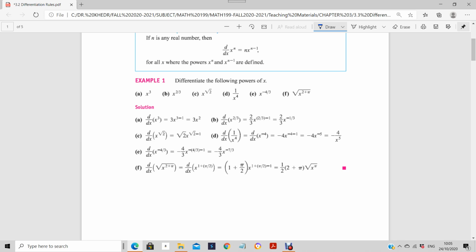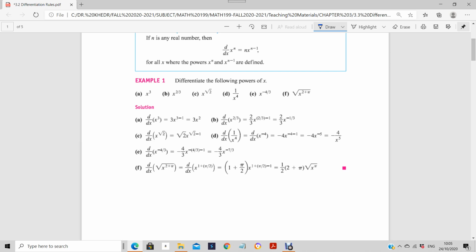Now, question B, we have this function, f of x equals x to the power of 2/3, 2 by 3. So its derivative will be 2/3 multiplied by x to the power of 2/3 minus 1. So 2/3 minus 1 is minus 1/3. So the final answer will be 2 by 3 multiplied by x to the power of minus 1 by 3.